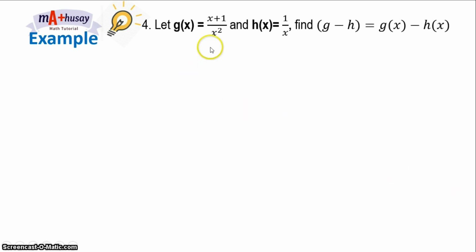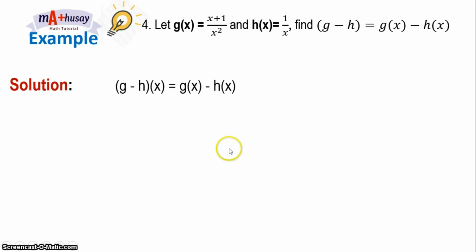Example number 4. Let g of x equals x plus 1 all over x squared and h of x be equal to 1 all over x. Find the difference of g and h, no? So, magsasubtract tayo ng dalawang functions na nag-i-involve ng fractions. So, let's subtract these two functions.